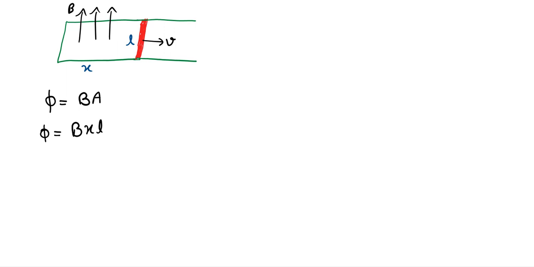Now since the conductor is moving towards the right side, x is given as v into t. So the total flux becomes B l v into t. This is the total magnetic flux crossing the area of the loop at any time.